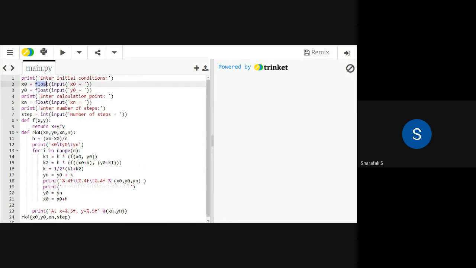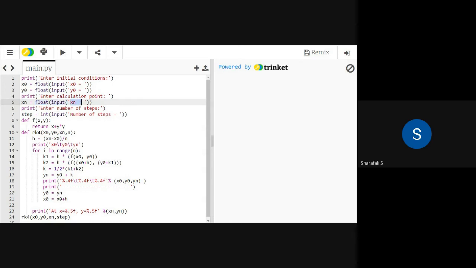We have given float, then input x0 as the string, so whatever value you give in this instruction will be taken as x0, and whatever value you give for this instruction will be taken as y0. That is my initial condition, and to show that, I am printing the string under initial conditions. Then I printed under calculation point, where we have to find the y value. That point I have to give as xn, so xn will be equal to float input xn.